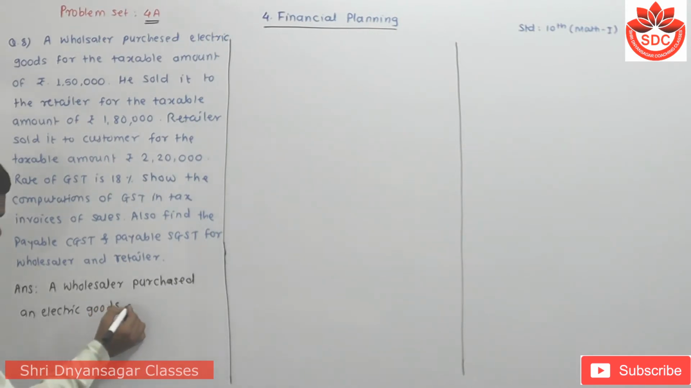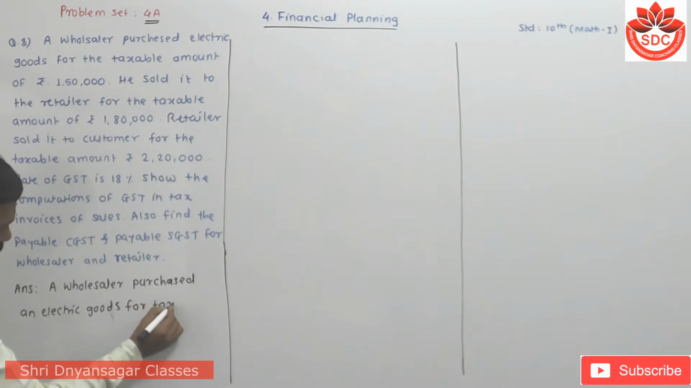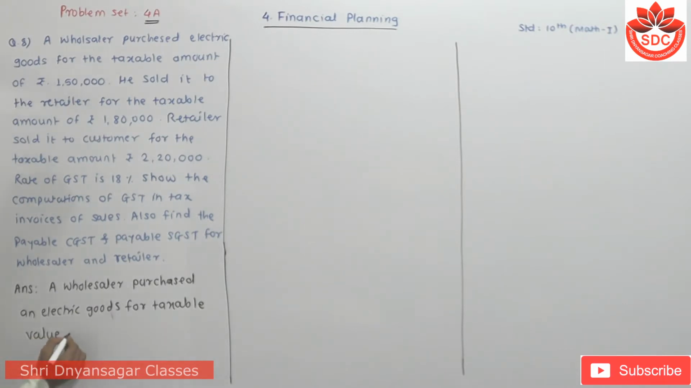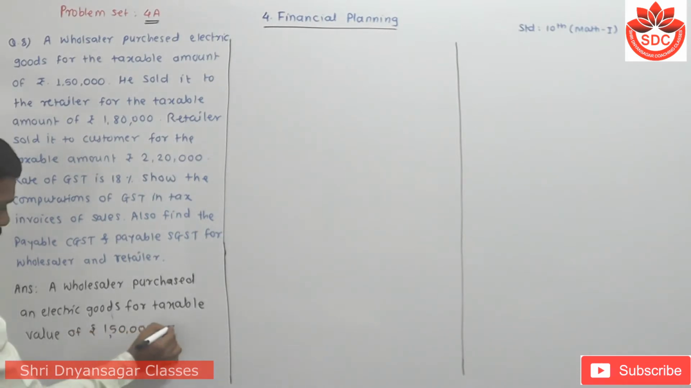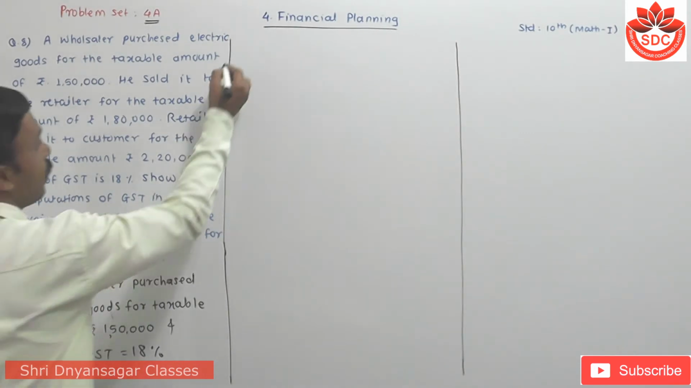for taxable value rupees 1,50,000, and at that time the rate of GST is equal to how much? 18%. Now student, we have to find out the GST paid by the wholesaler.